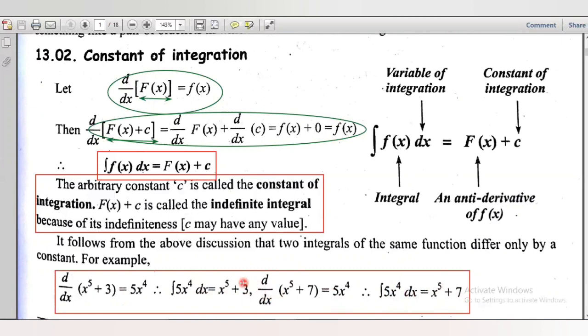So there is a difference in the constant: here 3, and here you can see 7. They are different, so you are not going to get a definite value. That's why, instead of 3 or 7, in general we write c, meaning constant. All right, so let's move next.